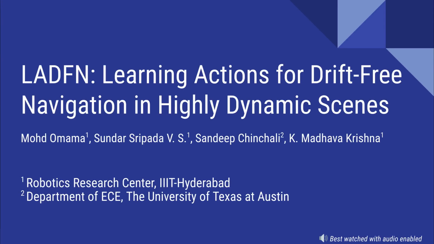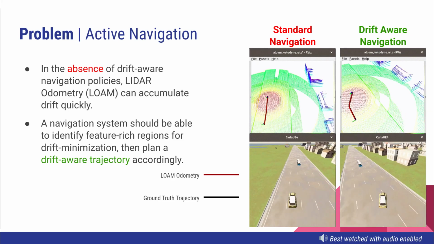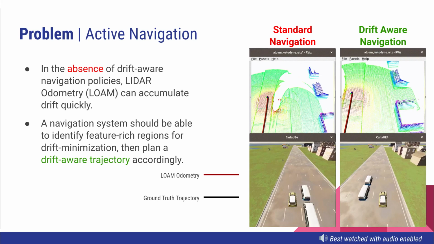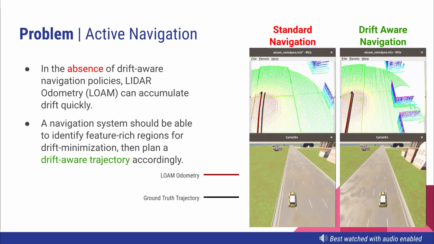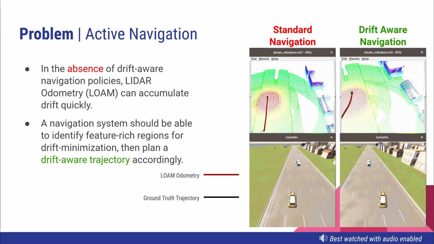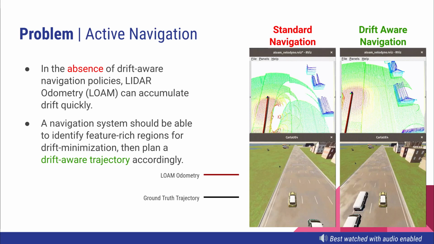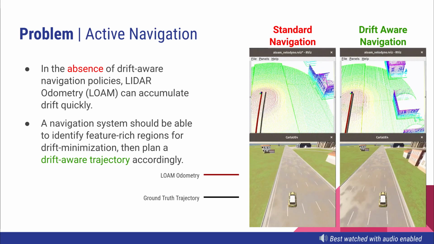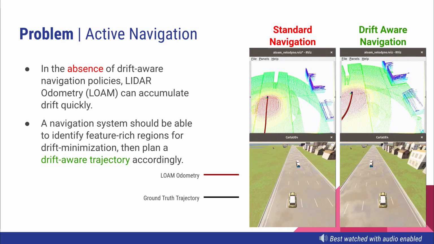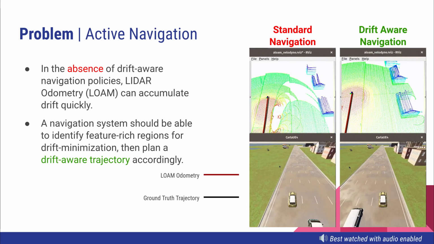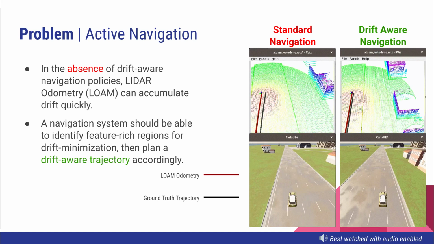We will present a submission on learning actions for drift-free navigation in highly dynamic scenes. The problem of active navigation stems from the requirement of exploration and exploitation of unseen environments by some sort of a mobile robot. In an autonomous system, the robot localizes itself and maps its surroundings. It then proceeds to pick goal points to reach depending on the task.